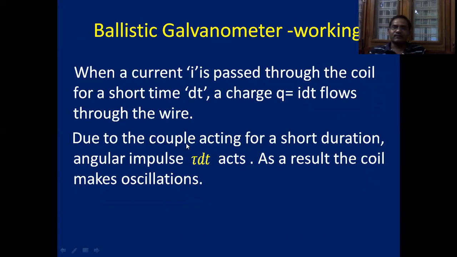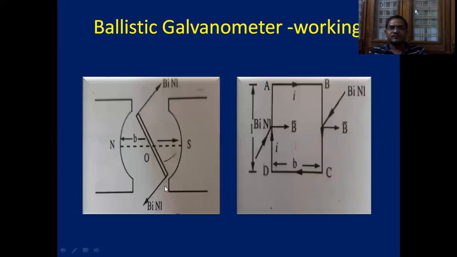Now what is the working? When the current is passing through this coil for a short time dt, then the charge Q = I dt will flow through the wire. Due to the couple acting for a short duration, an angular impulse τ dt will act on the coil. As a result, the coil makes oscillations. This is the working of this moving coil galvanometer.